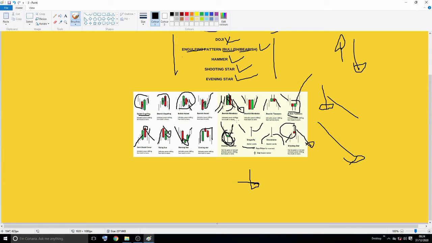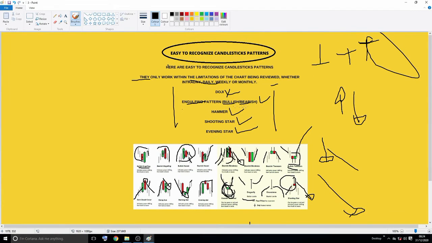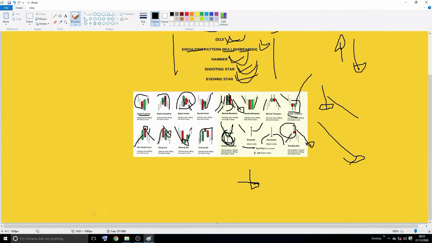I will post them so that you can do further research on them. I will post them in our Google Classroom, and you can do further research on them. So in this video, I will only be explaining the doji, the bearish and bullish engulfing, the hammer, the shooting star, and the evening star. So let's continue.